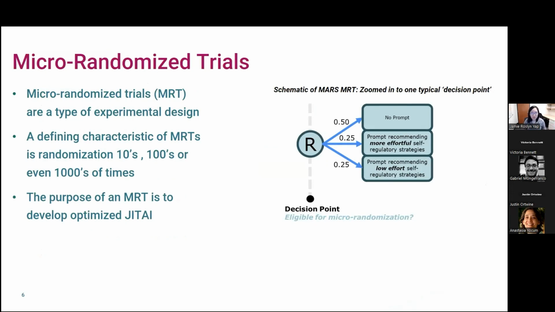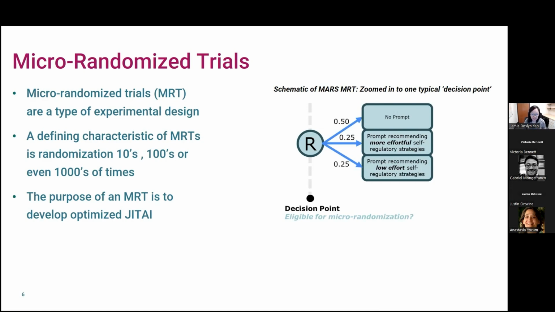So I've used the term micro-randomized trial. Well, let's talk about that here. A micro-randomized trial is a type of experimental design. And a defining characteristic of micro-randomized trials, or MRTs, is that randomization happens in the tens, hundreds, or even thousands of times during the entire course of the study. Now, what is the purpose of an MRT? The purpose of an MRT is to develop an optimized just-in-time adaptive intervention.